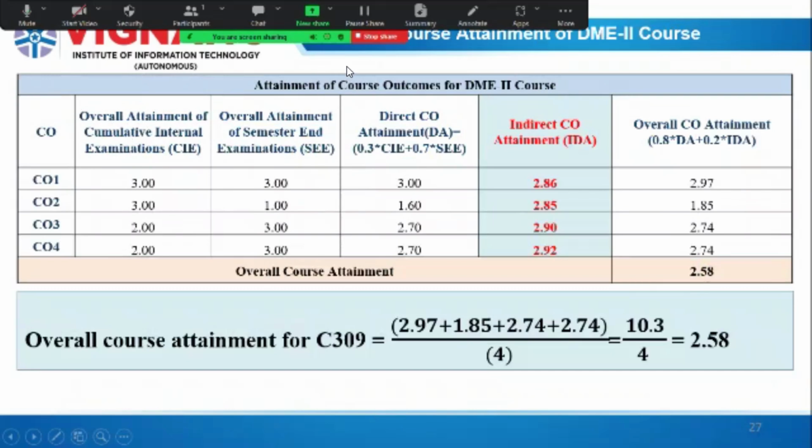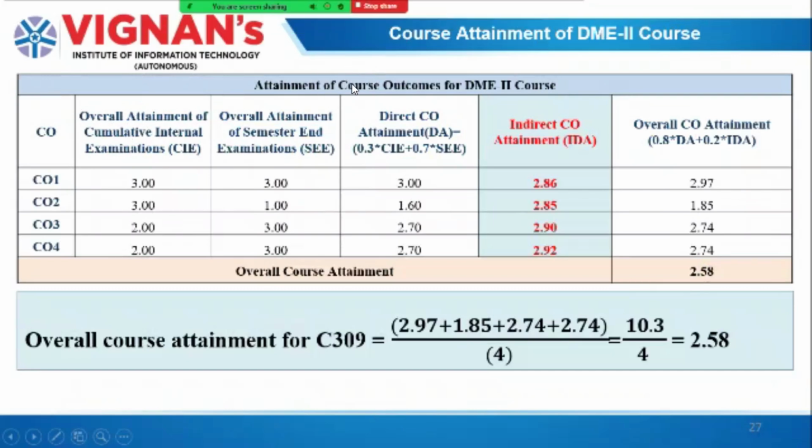Then finally we get the CO attainment as discussed earlier: 80% of direct attainment and 20% of indirect attainment. Then you will get the values for each CO. Then you have to take the average of all these, and you will get the overall course attainment, that is 2.58 like this. So this is for one course. Like that, for all the courses, you have to do the course attainment.